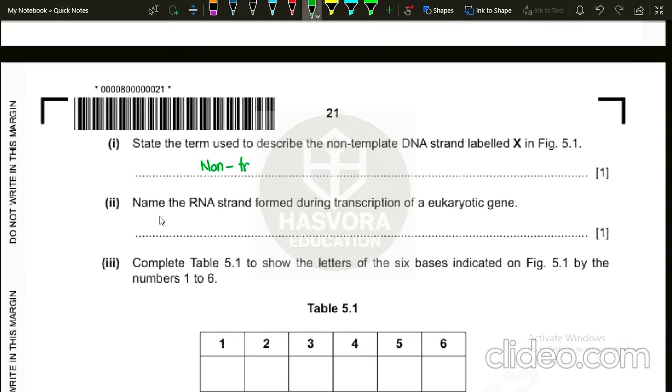But you can also write the non-transcribed strand. Okay, the non-transcribed strand is a better alternative to it. Non-transcribed strand.